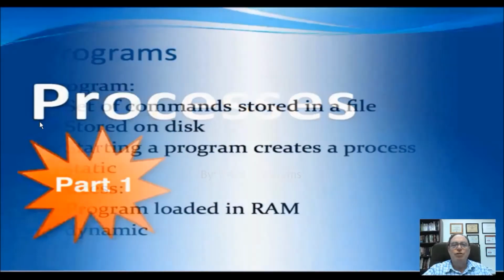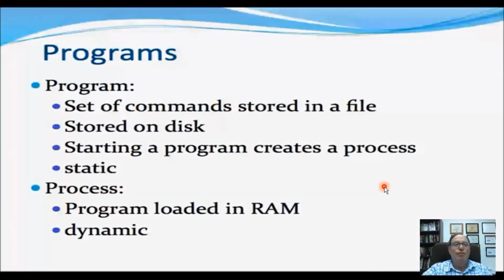First of all, let's talk about the difference between a program and a process. These are very, very tightly connected. A program is a set of commands that is stored in a file. This file is generally stored on your hard disk somewhere, and what this program does is it creates a process. It is what's called static. It is sitting on your hard drive in a file, but it is not operating yet. It's a static piece of code.